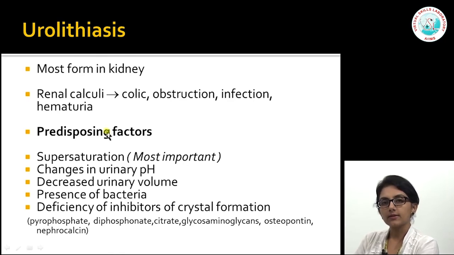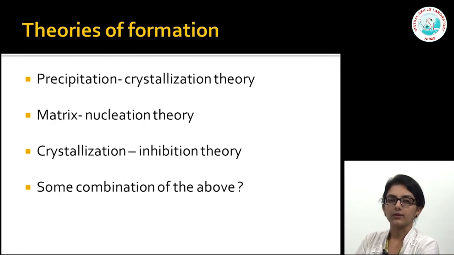We need to remember that there are certain predisposing factors in the urine which predispose to urolithiasis, of which supersaturation is most important, along with changes in urinary pH, which predispose to one or the other type of stone, and we'll discuss that in subsequent slides. Any decrease in urinary volume, presence of bacteria which act as a nidus on which crystal formation and stone formation occurs, and some patients may have deficiency of inhibitors of crystal formation, including pyrophosphates, diphosphonates, nephrocalcin, etc. So all of these are predisposing factors to uro or nephrolithiasis.